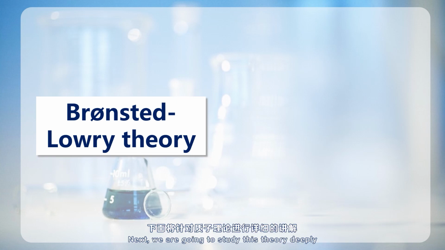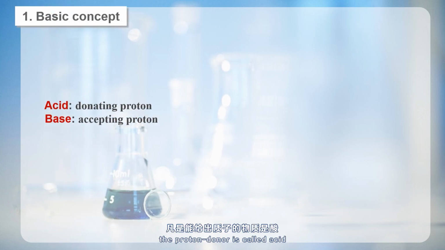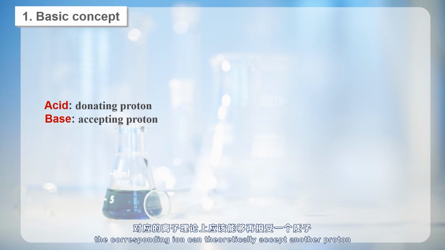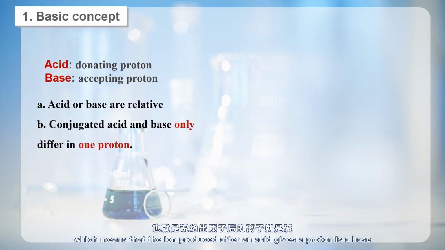Next, we are going to study this theory deeply. According to the Brønsted-Lowry acid-base theory, the proton donor is called acid, while the proton acceptor is base. Based on this definition, we know that after an acid gives a proton, the corresponding ion can theoretically accept another proton, which means that the ion produced when an acid gives a proton is a base.